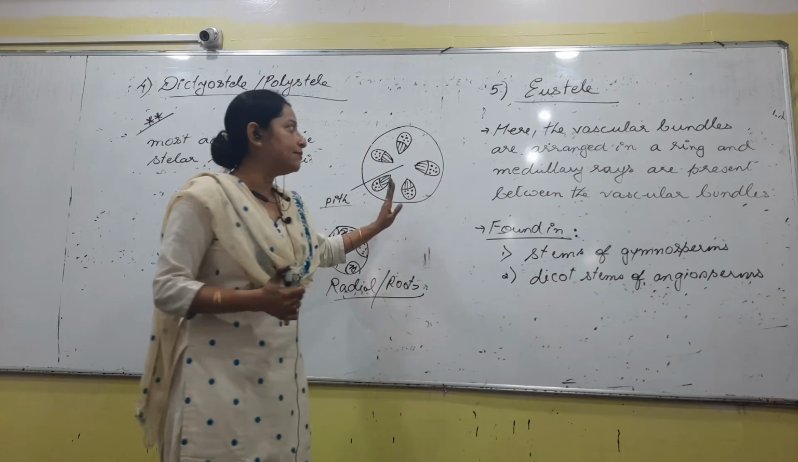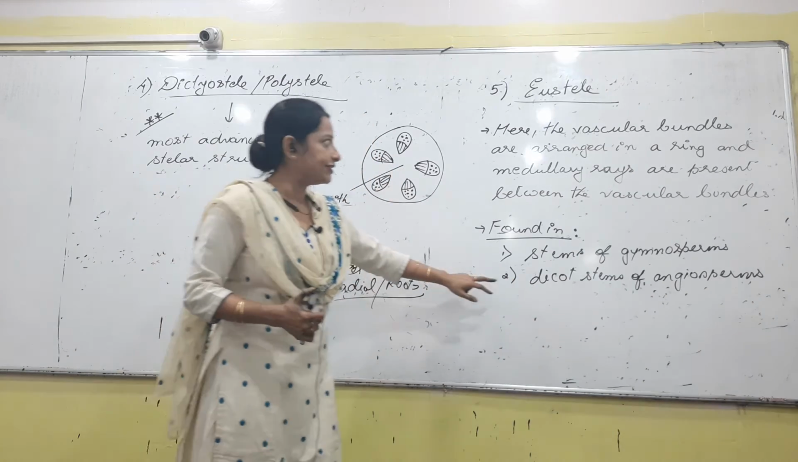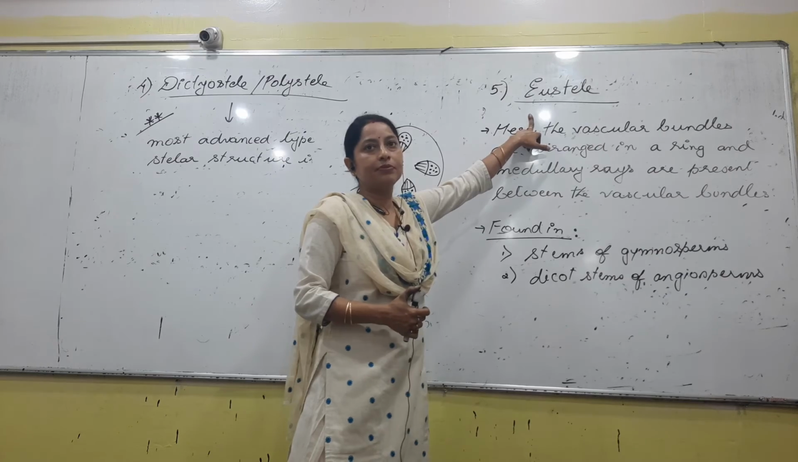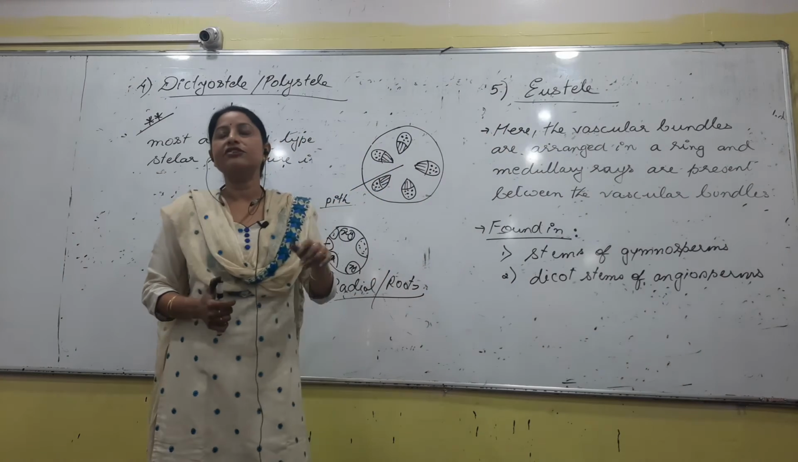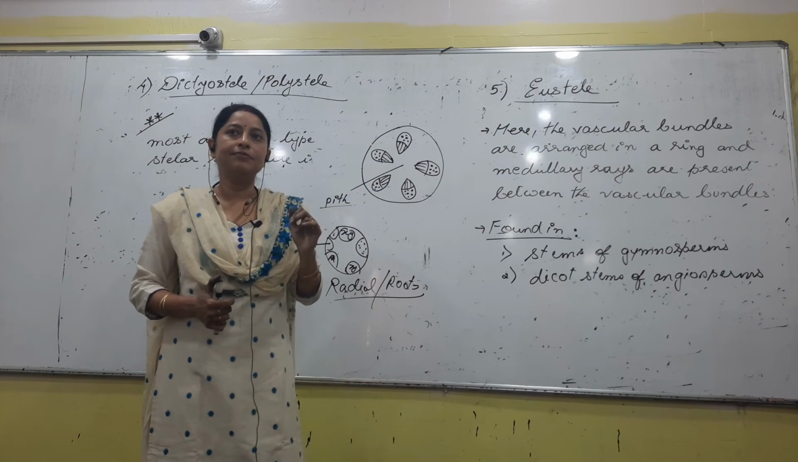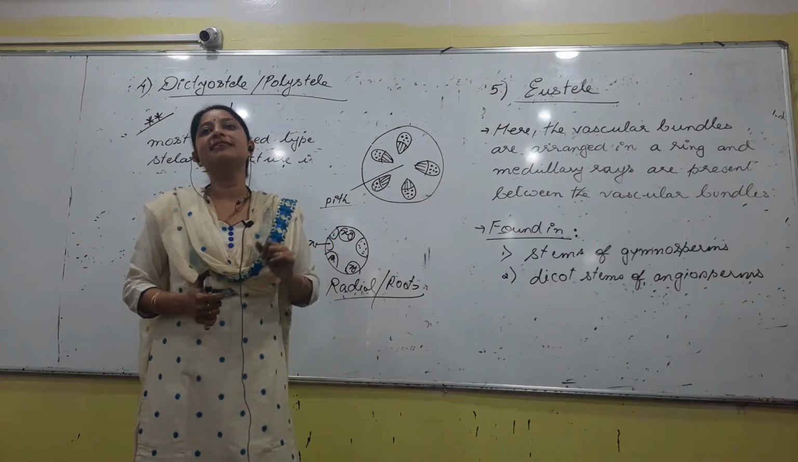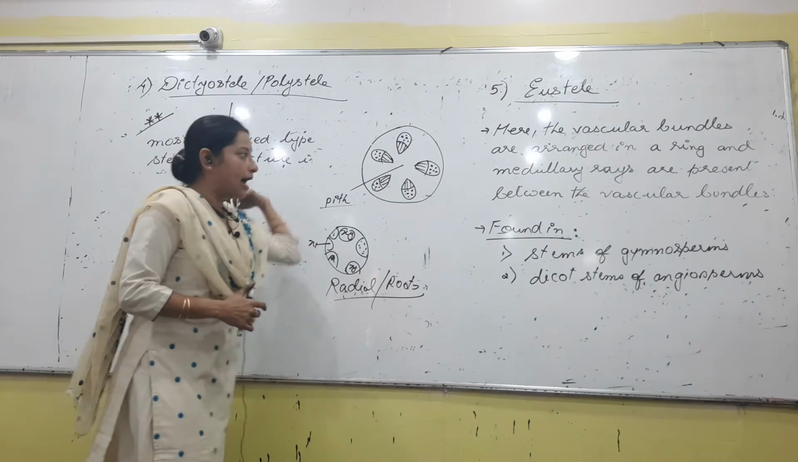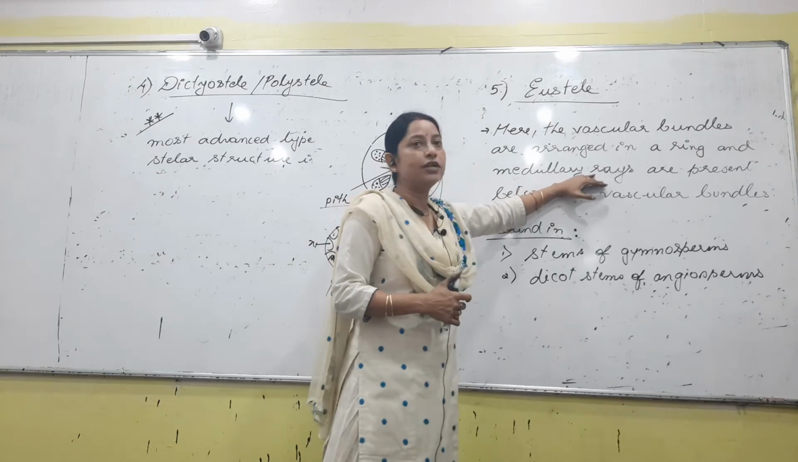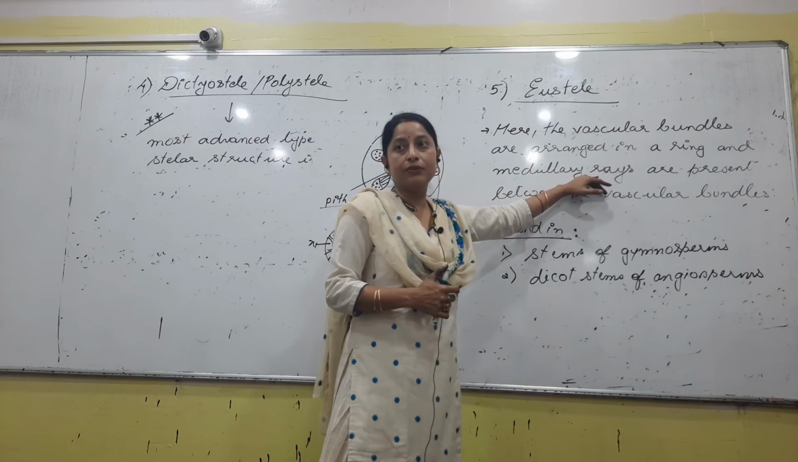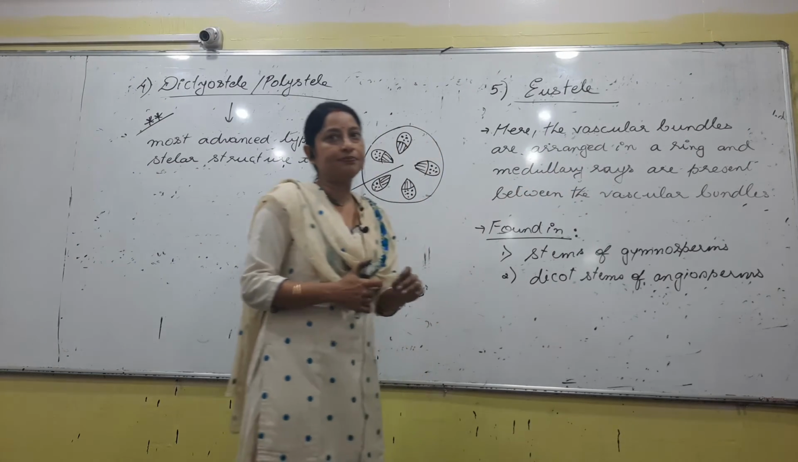So what is the type of stelar structure that you see in a dicot stem? Eustele. What is the type of stelar structure that you see in pteridophytes? All the time, the highest is Dictyostele, right? Next, apart from all these words, we have come across a word called medullary rays also. What are medullary rays?